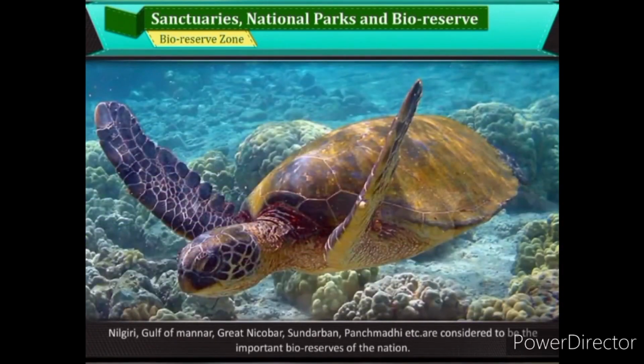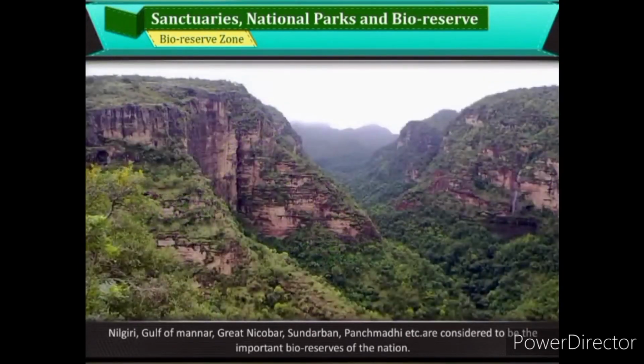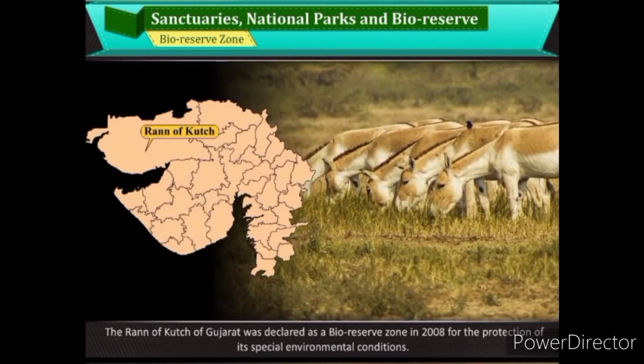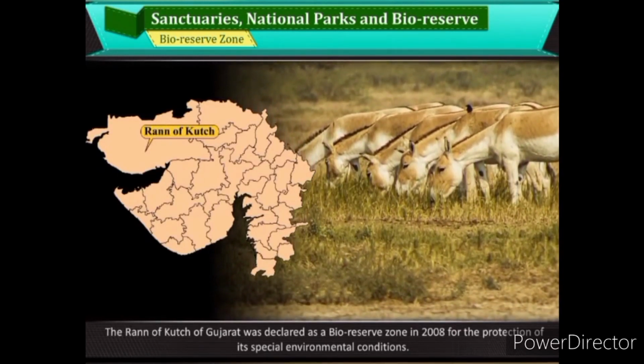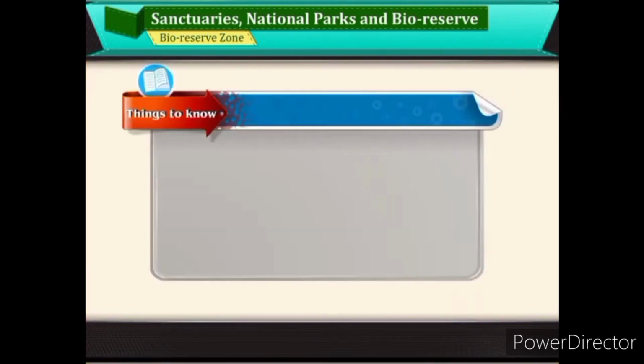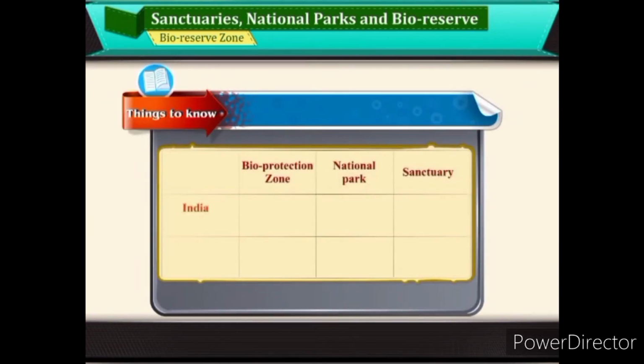Nilgiri, Gulf of Mannar, Great Nicobar, Sundarban, Panchmarhi, etc. are considered to be the important bioreserves of the nation. The Rann of Kutch of Gujarat was declared as a bioreserve zone in 2008 for the protection of its special environmental conditions. Things to know. India: Bioprotection Zones 18, National Parks 103, Sanctuaries 531. Gujarat: Bioprotection Zone 1, National Parks 4, Sanctuaries 23.